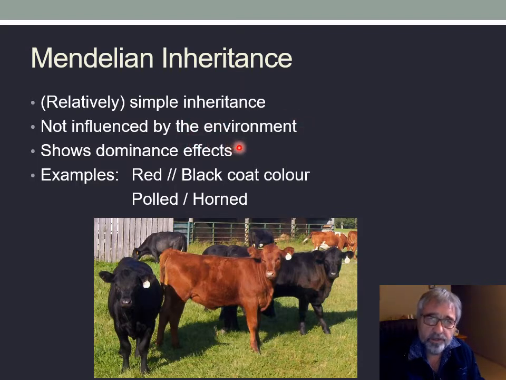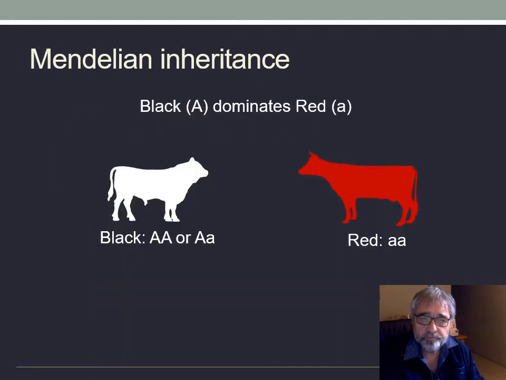You can recall from the first lecture, there are different forms of the gene. One would cause, let's say, one coat color red, and the other one will cause another coat color, let's say black. They are located on the same place or spot on the chromosome, but the one will then influence the other, or the one can dominate the other one. So these are the examples: red and black coat color, for example, or polled horned animals.